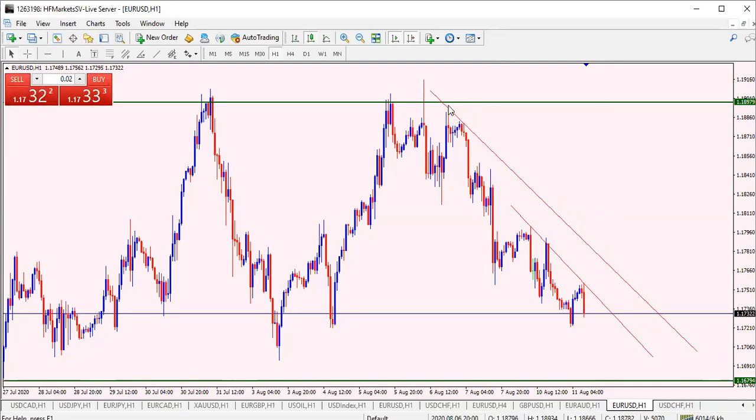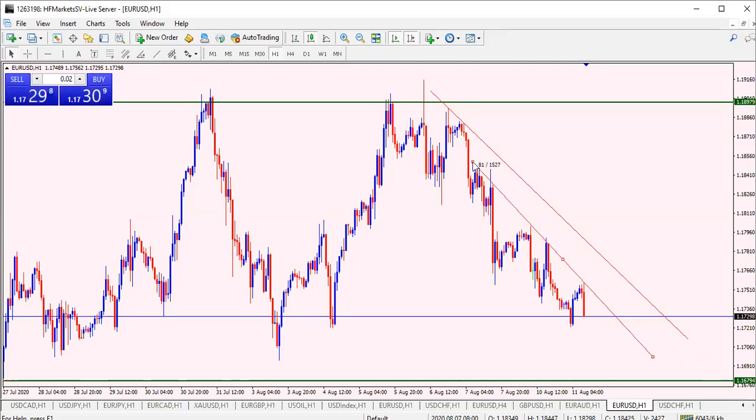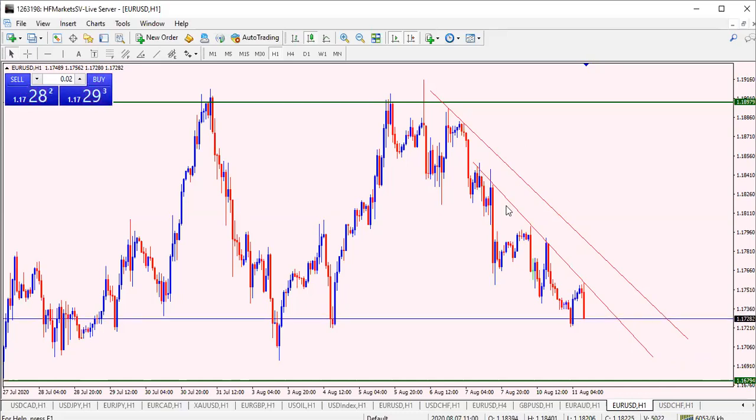Now look at this. The market obeyed this trend line, so you can see that it touched this one, it sold, touched this one, it sold. Very good. So this one is obeying this trend line. The market sold and has created another trend line and started moving like this. You can see that.